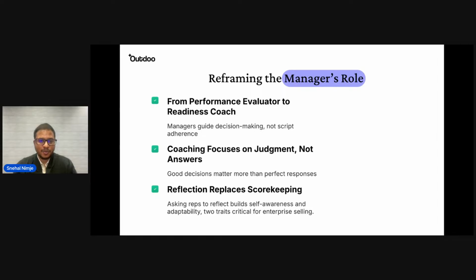So through this, the manager's role essentially evolves, right? It evolves from just evaluating to becoming a readiness coach, right? So you must ask questions like, what were you weighing in that moment, right? Why did you take that decision, right? What are the options you ruled out, right? Why did you go for, let's say, option C?